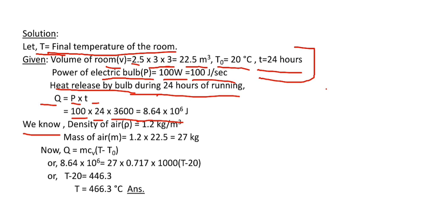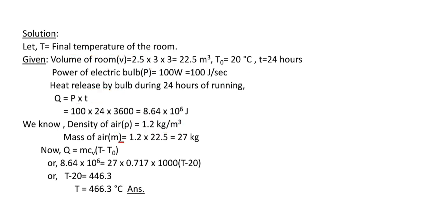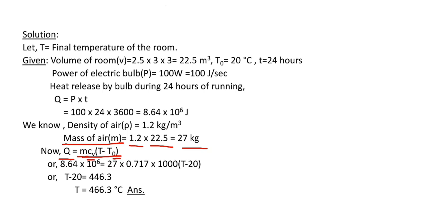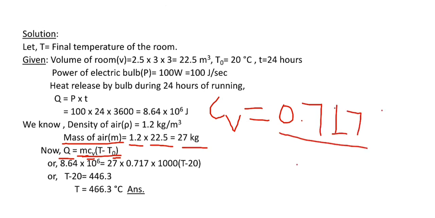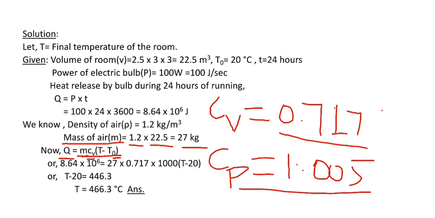We know friend, the density of air is equal to 1.2 kg per meter cube. So the mass of air is equal to density 1.2 into volume 22.5, which is equal to 27 kg. And to calculate the final temperature of the room, we use the formula of heat transfer, that is Q is equal to m c delta T. Here the mass of air is known, the initial temperature is known, and Cv is the specific heat of air at constant volume, and we know friend Cv is equal to 0.717 kilojoule per kg Kelvin, and the specific heat of air at constant pressure is equal to 1.005 kilojoule per kg Kelvin. Remember these two values. The value of Q is also known, so only the final temperature of the room, that is T, is unknown.